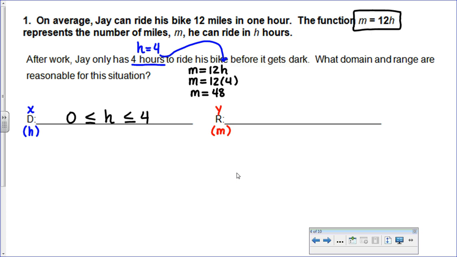Same thing for the range. The range represents the number of miles that he can ride. Well, if he doesn't go and ride his bike at all, he would ride for 0 hours. Well, that would mean he would ride 0 miles. And then we found the biggest he can ride is 48 miles. That's the largest number of miles. And then m can be any number in between. So he can ride anywhere between 0 and 48 miles.